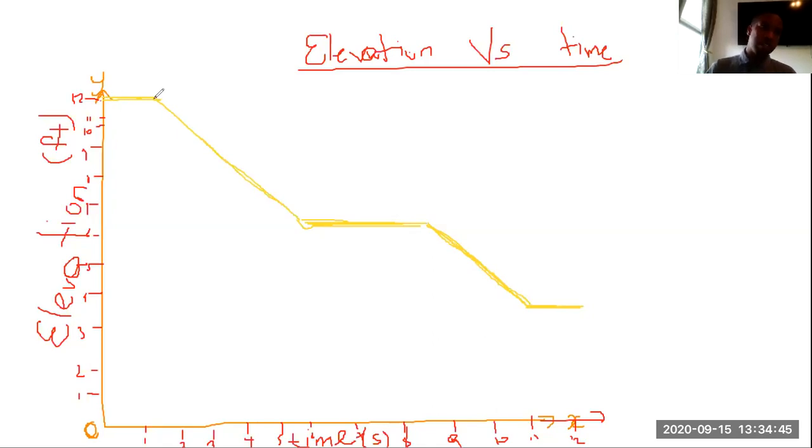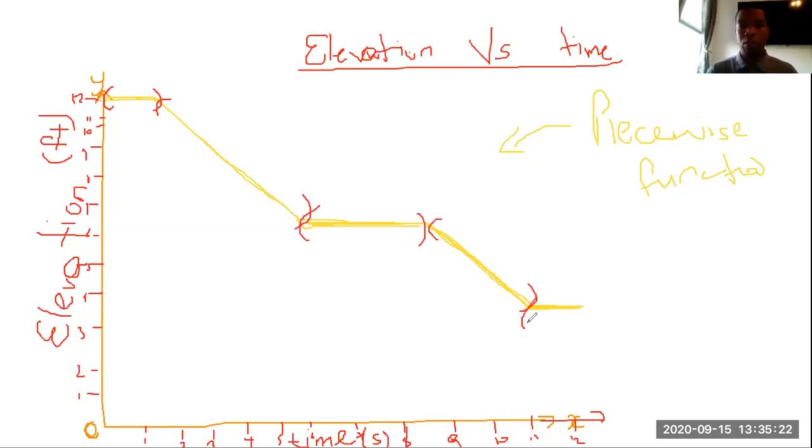So he started at the top, descended, then he was in the middle landing, descended again, and then he got to the bottom. And this type of function is called a piecewise function. And it's a piecewise function because it has different graphs coming together. It's not just one straight line, it's multiple lines. So it's a piecewise function.